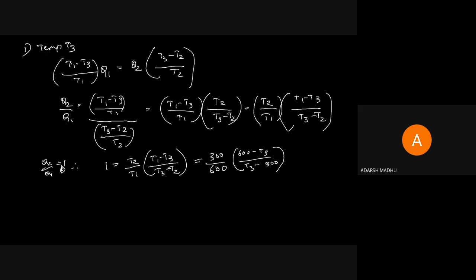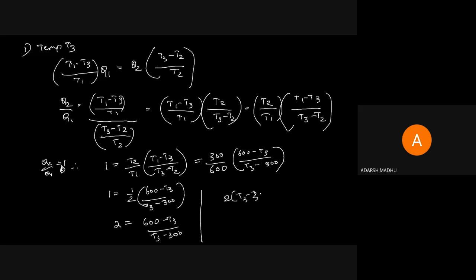1 equal to 1 by 2 into 600 minus T3 divided by T3 minus 300. So take the 2 to the other side. So you will get 2 equal to 600 minus T3 divided by T3 minus 300. Again, take the denominator to the other side: 2 into T3 minus 300 equal to 600 minus T3. Solve the equation to find the value of T3.